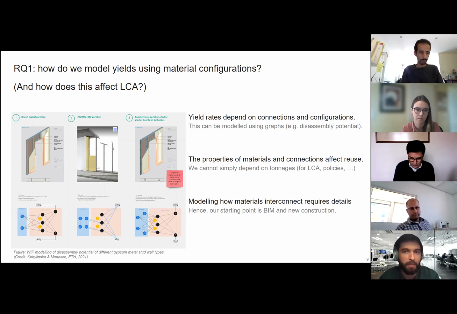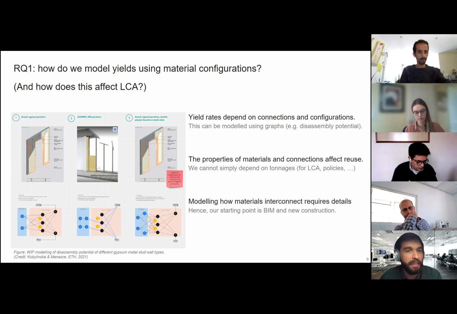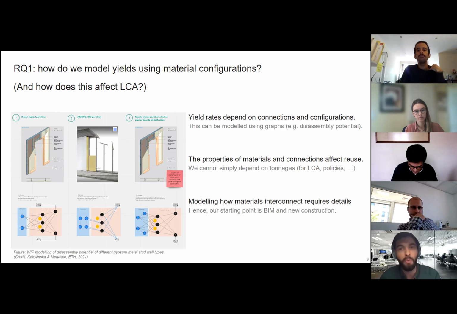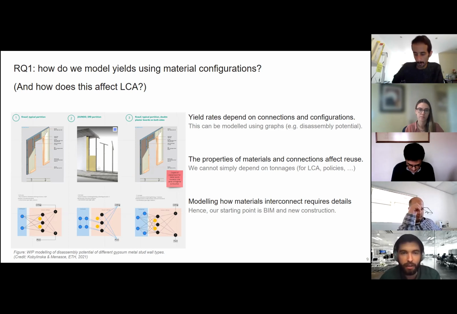Those connections can be modeled as graphs, so that a metric of the graph can then express, for example, the disassembly potential. The properties of how the materials are connected, which materials are connected, and what connection types are used, will affect how much material you get back out of a building. So it's not as simple as a tonnage of waste. The connection affects the recovery rate, and that impacts LCA, and it impacts policies you might want to make, etc. And of course, as I mentioned, it's detailed, so we start from BIM and construction.